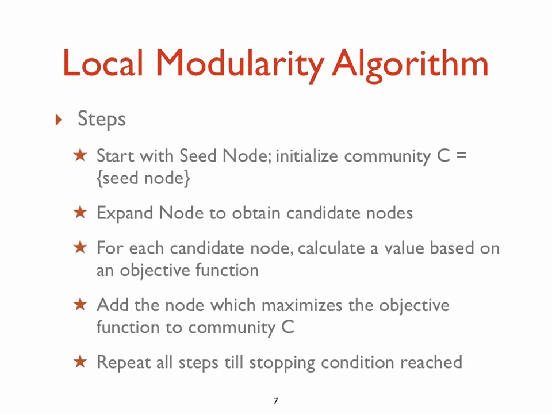Here is how the local modularity algorithm works. We first start with a seed node and initialize the community with this seed node. We then expand this seed node to obtain candidate nodes. For each of these candidate nodes, we then calculate a value based on a predefined objective function. I will soon get into the details of this objective function in the next few slides.